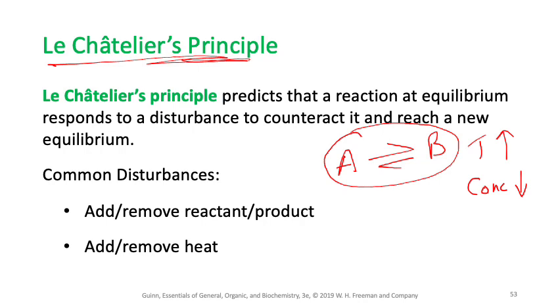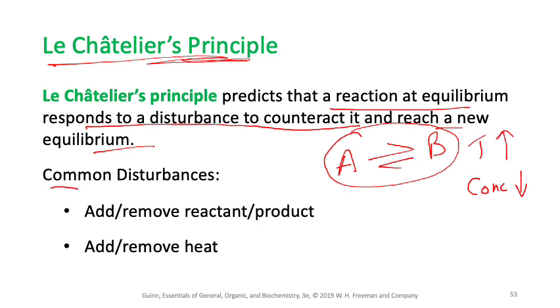According to this principle, a reaction at equilibrium responds to a disturbance to counteract it and reach a new equilibrium. Or we can say in another way that if a chemical system at equilibrium is disturbed or stressed, then the system will react in the direction that counteracts that disturbance or relieves the stress, right? So we're going to do some examples to understand what the Le Chatelier principle says.